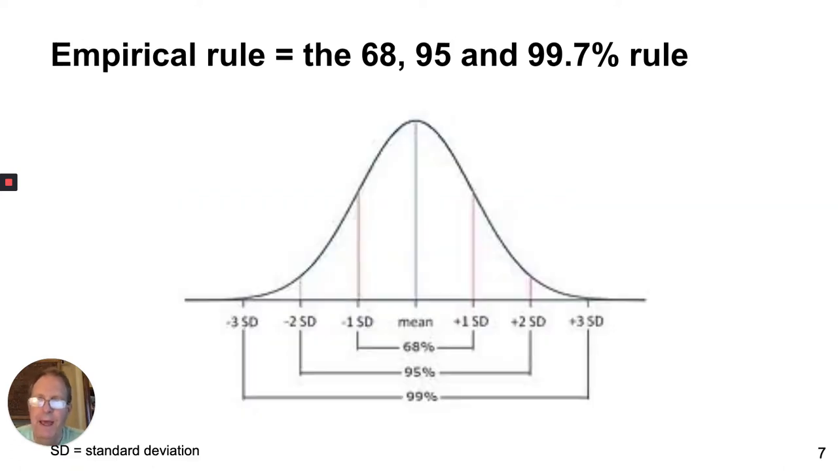Now, this leads us to the empirical rule, also called the 68, 95, and 99.7 rule. Here I have it drawn on this graph right here. 68% is within 1 standard deviation, 95% is within 2, 99.7% is within 3.